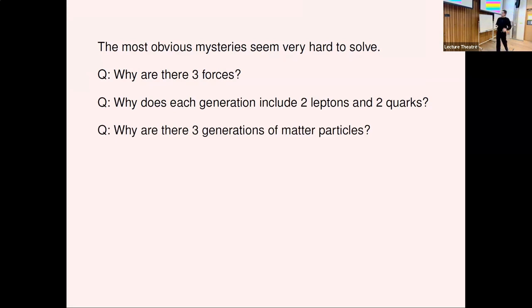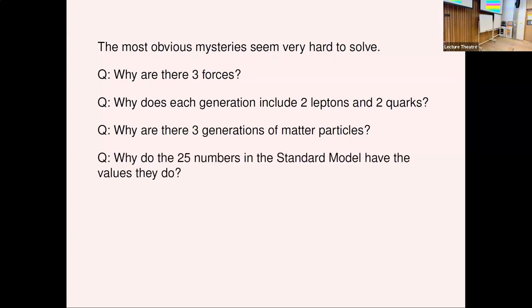Why are there 3 generations of particles? We're pretty sure that's true because we can do experiments smacking some particles into others where particles of every generation are getting created. So unless the remaining generations of particles are extraordinarily heavy, we know for sure that there are just 3, but we don't know why. And then, of course, why do the 25 numbers that I alluded to have the values that they do?